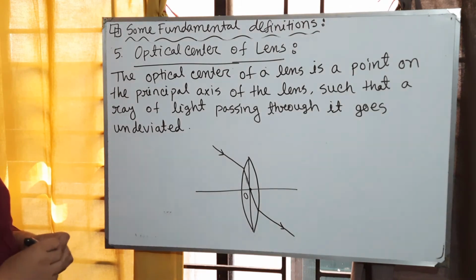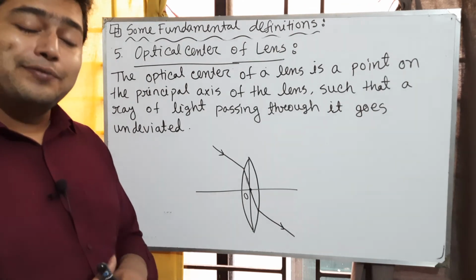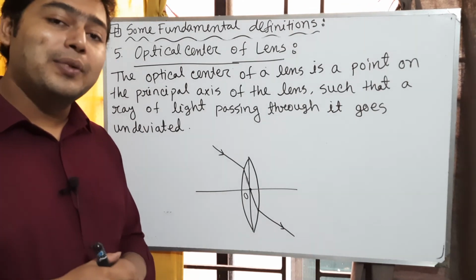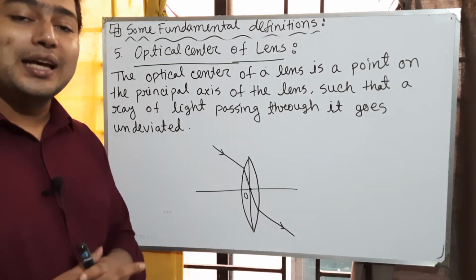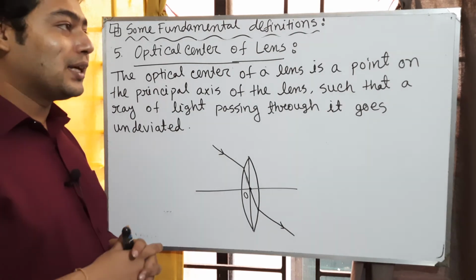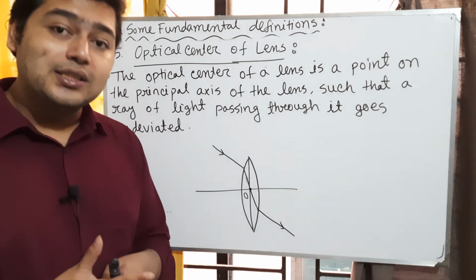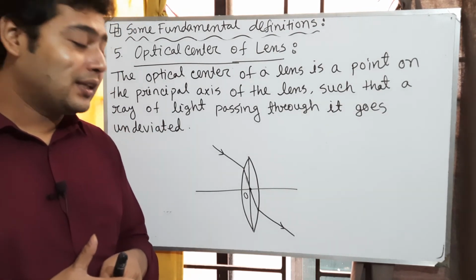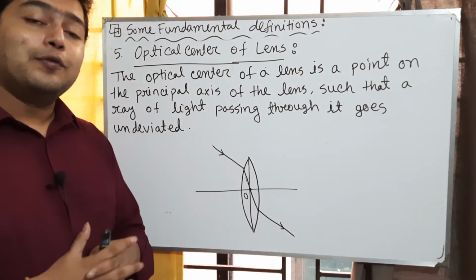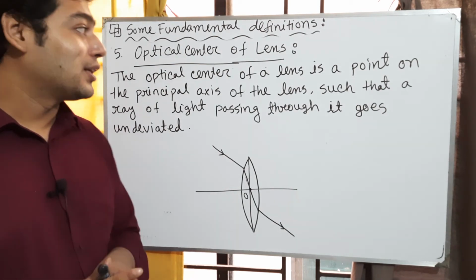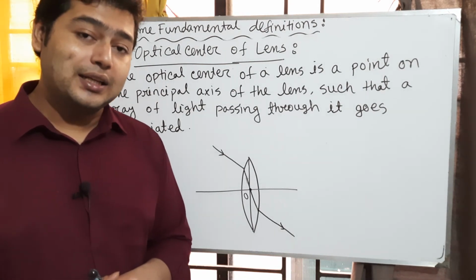In our study of lenses, the optical center is very important because all of the measurements are made from the optical center of the lens, such as the distance of the object, the distance of the image, and the focal length. All of these are measured from this optical center. So the optical center is very important for lens study.